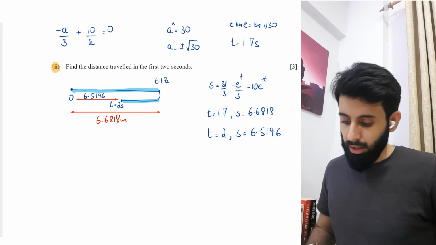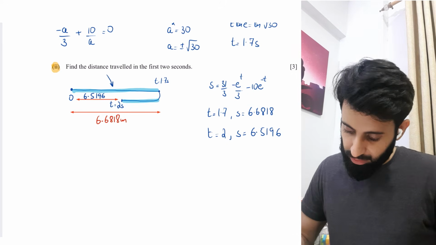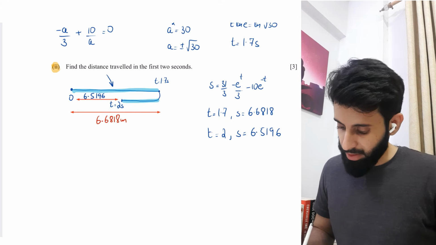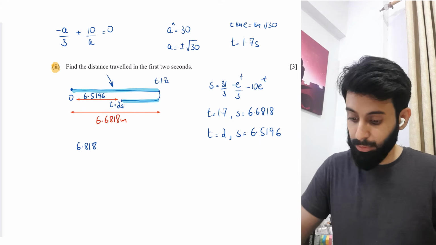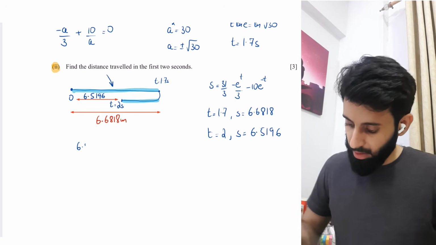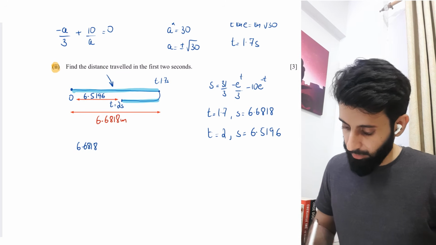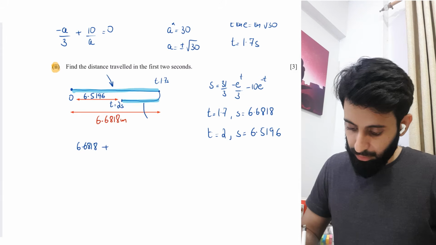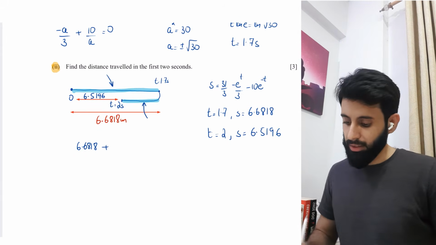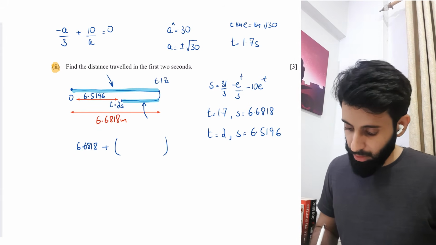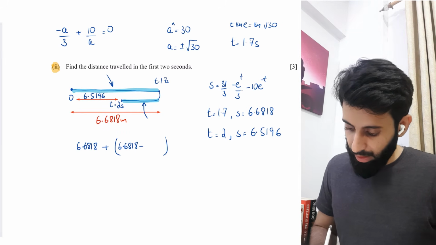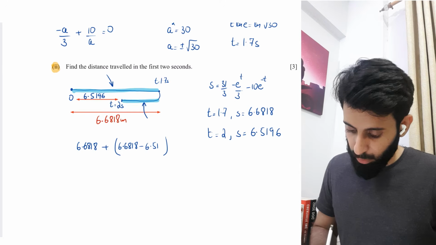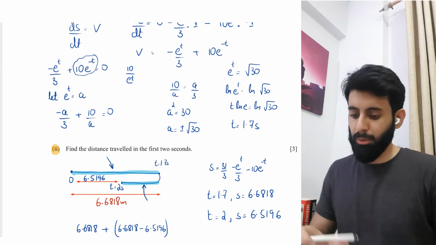Now as far as the length of this line is concerned, where I'm making this arrow, it's pretty straightforward. It's going to be 6.6818, yeah, my bad. And then as far as the length of this line is concerned, where I've made the other arrow, this can be worked out by taking the difference of 6.6818 and 6.5196. And that's exactly what I'm going to do in my calculator now.